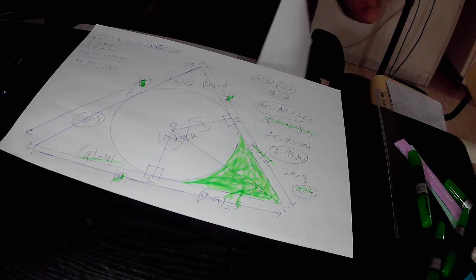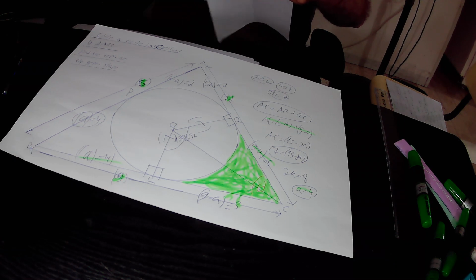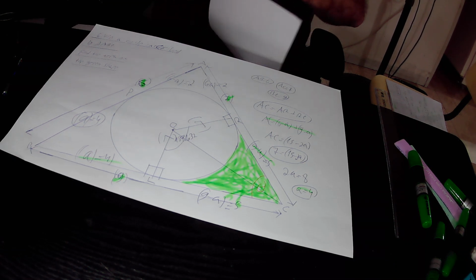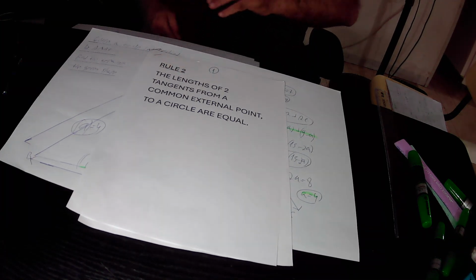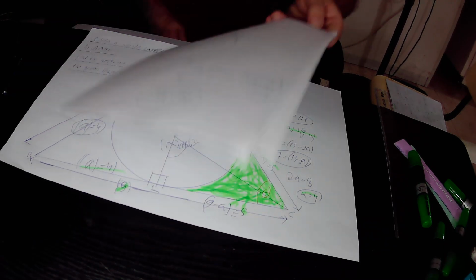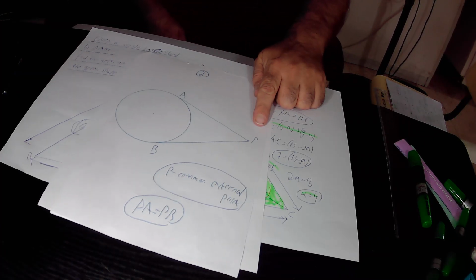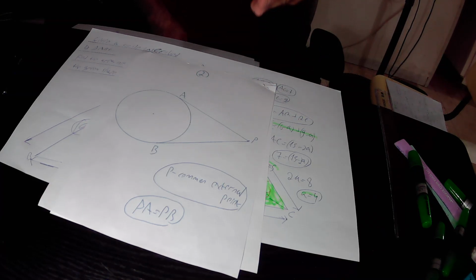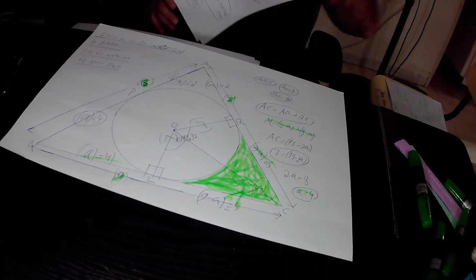According to rule 2, the lengths of two tangents from a common external point to a circle are equal. So in the drawing, we have a circle. This is the common point, point P. From the common point P, we have two tangents to the circle, tangent PA and tangent PB. And according to rule 2, they are equal to each other. That is to say, PA equals PB. So we can implement rule 2 in our drawing.